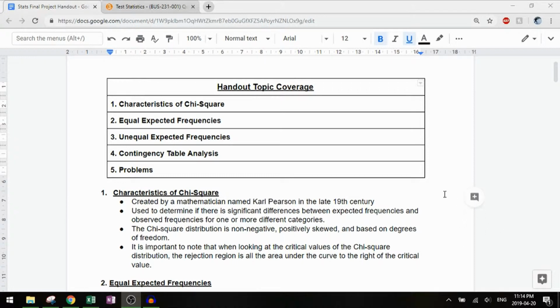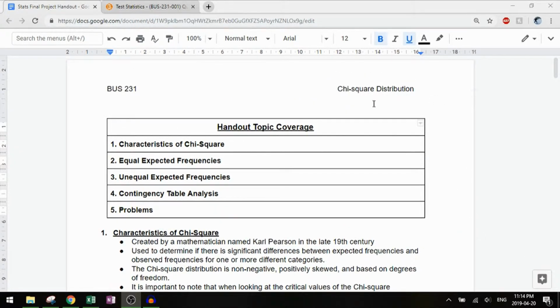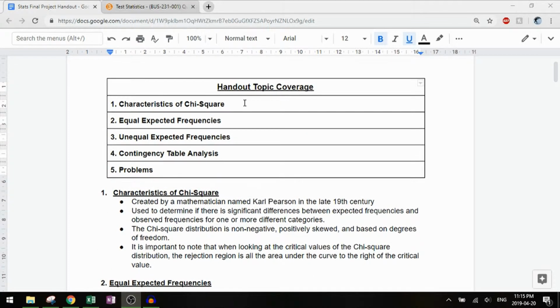We're going to go over a handout in which we're going to be covering the chi-square distribution. The topics of our handout are going to be the characteristics of chi-square, equal expected frequencies, unequal expected frequencies, contingency table analysis, as well as problems.